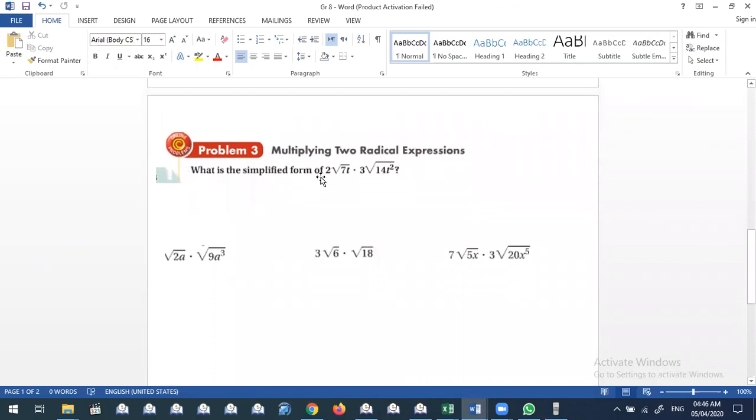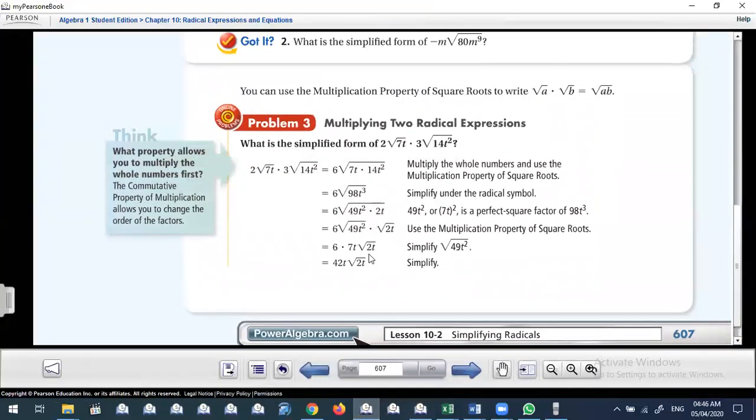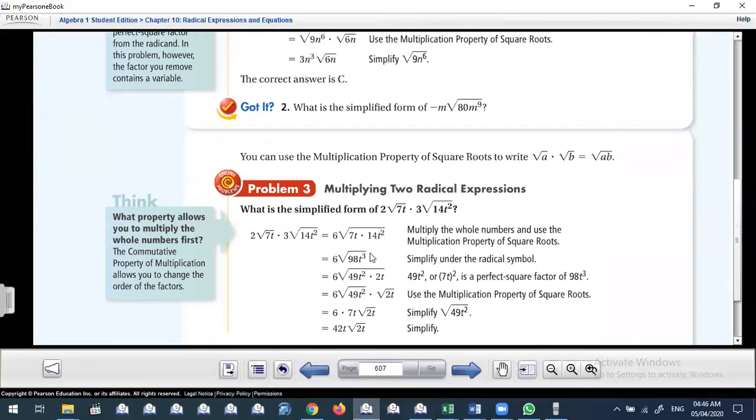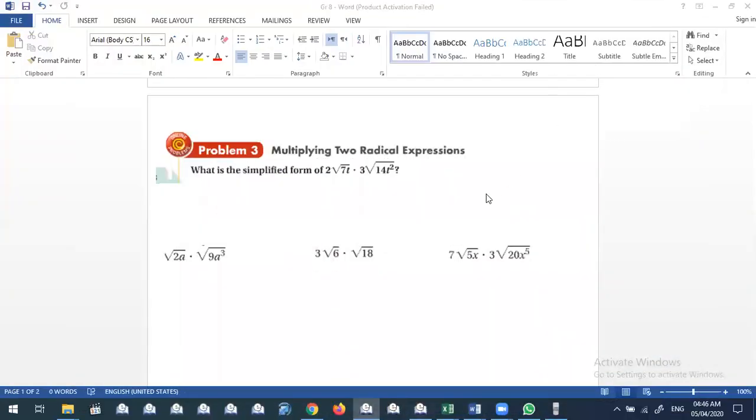Here, multiplying two radical expressions. How can we multiply two radical expressions? It's a very easy way. We are going to multiply the whole number with the whole number and the square root with the square root. How come? It will be like that.